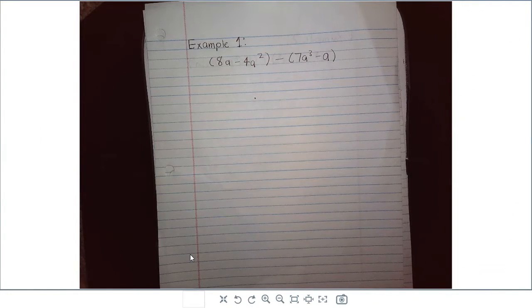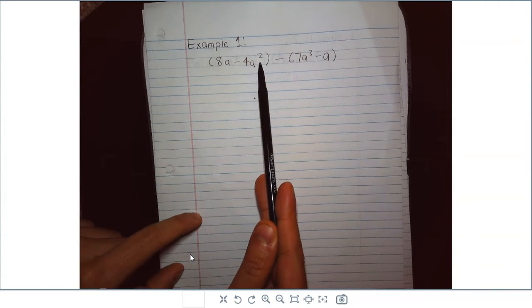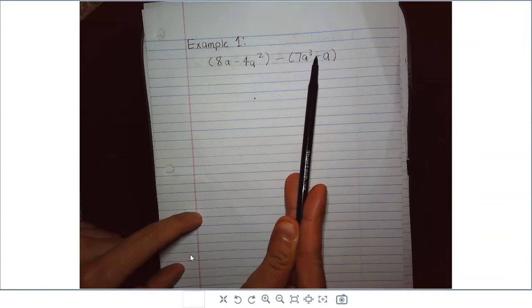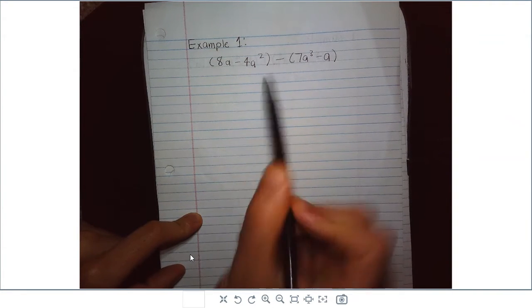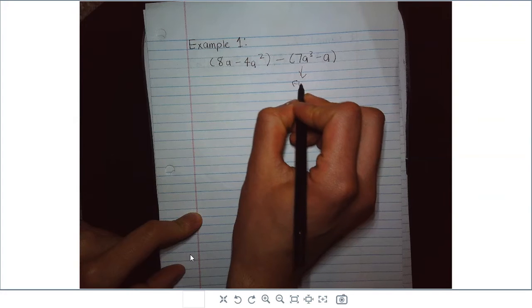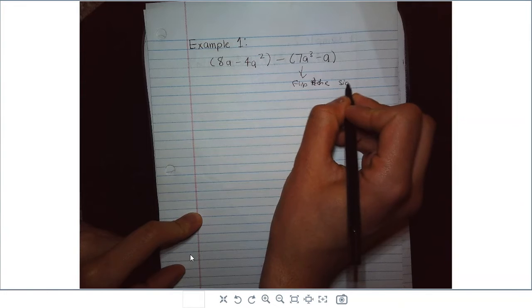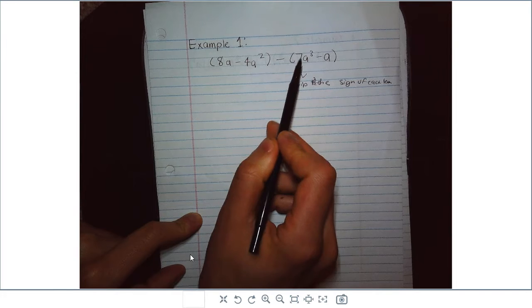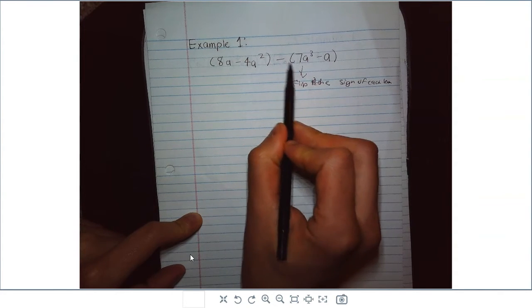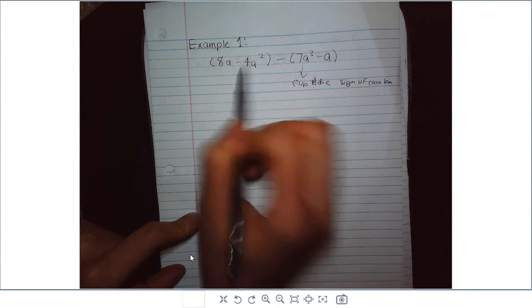Okay, so here we got two polynomials. We got 8a minus 4a squared minus the polynomial 7a cubed minus a. So let's do this simple example first. We're subtracting these two polynomials. So what that means is we have to flip the signs of each term. And then once we flip the sign of each term inside the bracket, we can add the new flipped polynomial to the first polynomial. So let's flip the signs.